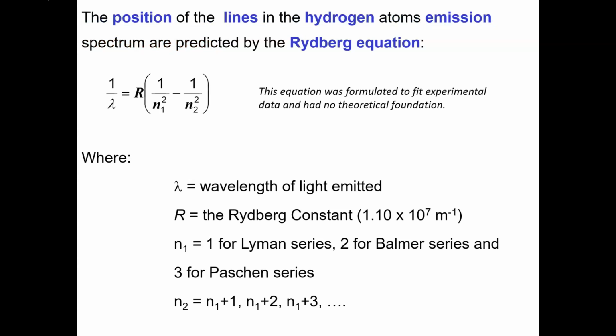So, as we were talking about in the last video, the positions of the lines in the hydrogen atom's emission spectrum are predicted well by the Rydberg equation. There is just a tiny little problem. That equation was formulated to fit experimental data, and it has no theoretical foundation, and the meaning of the numbers that go in here is unclear.